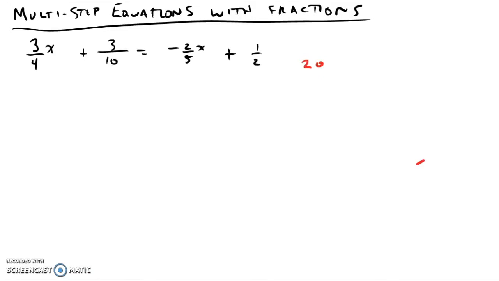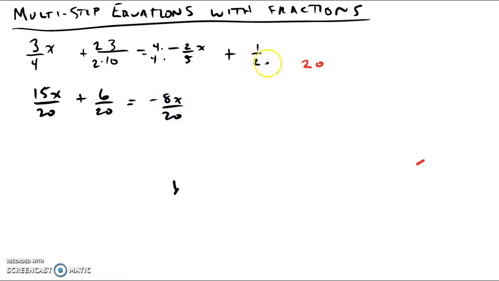And this is just one of several ways to solve these problems, but I'm going to stick with one way to avoid confusion. So now 3/4, to make that 20, we multiply the top and bottom by 5. So we've got 15x over 20. Here, we multiply the top and bottom. What do you multiply 10 by to get 20? Multiply them both by 2. So you've got plus 6 over 20. And we multiply the top and bottom by 4 here. So we've got negative 8x over 20. Multiply the top and bottom by 5. So we've got plus 5 over 20.